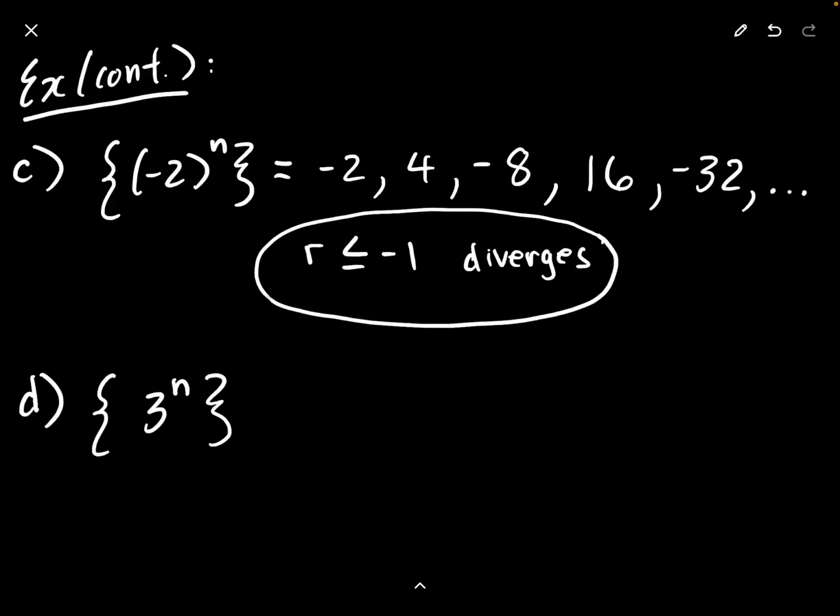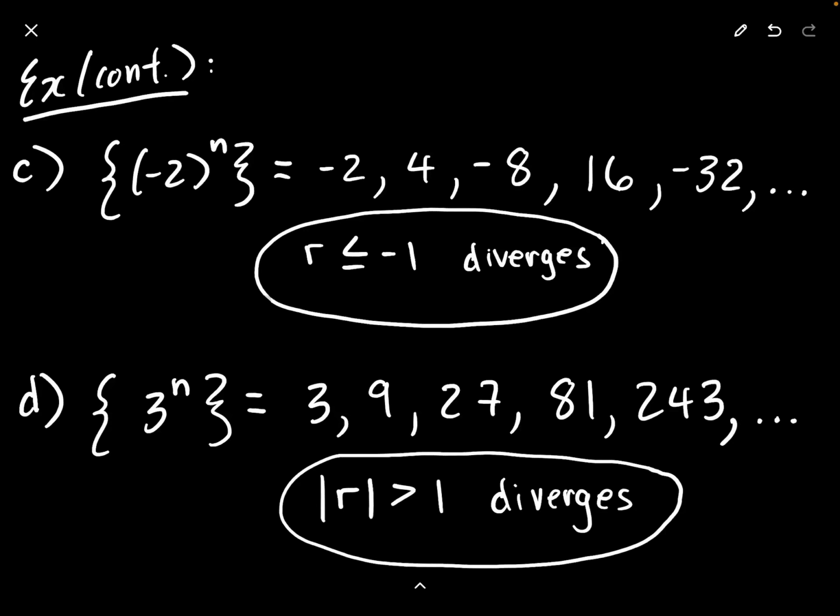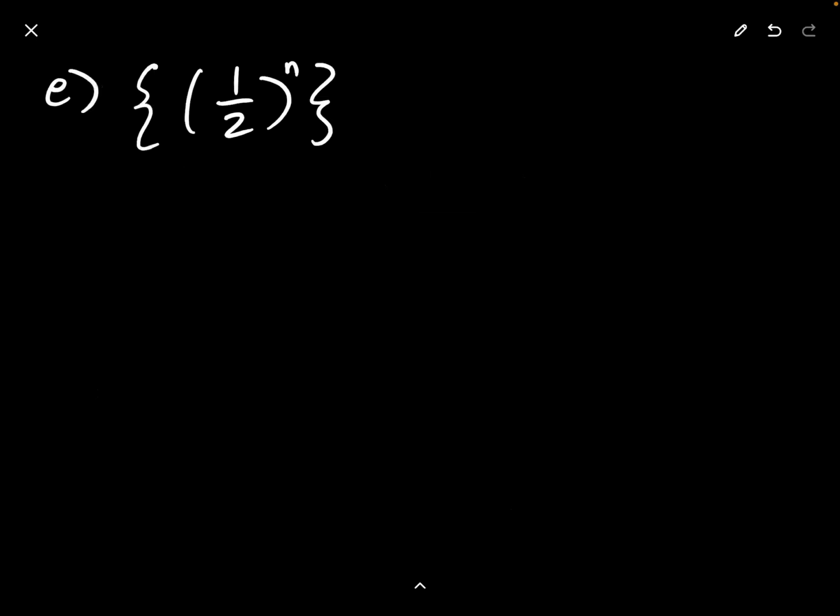Next we have the sequence 3^n. So 3 to the 1 is 3, then 3 squared is 9, 3 cubed is 27, 3 to the 4 is 81, and 3 to the 5 is 243. This is definitely divergent. You can see that the numbers are just getting larger and larger, so this geometric sequence diverges.